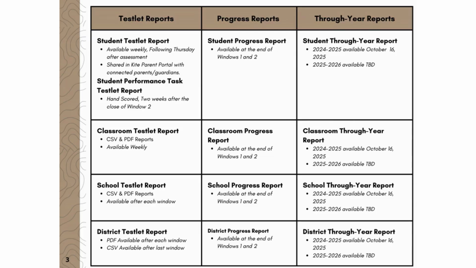Progress reports are available after the culmination of windows 1 and 2 and available at the student, classroom, school, and district level. Through-year reports, also known as summative reports, take all the information from administrations across the year to determine a final achievement level for each student, and those are available at the student, classroom, school, and district level.